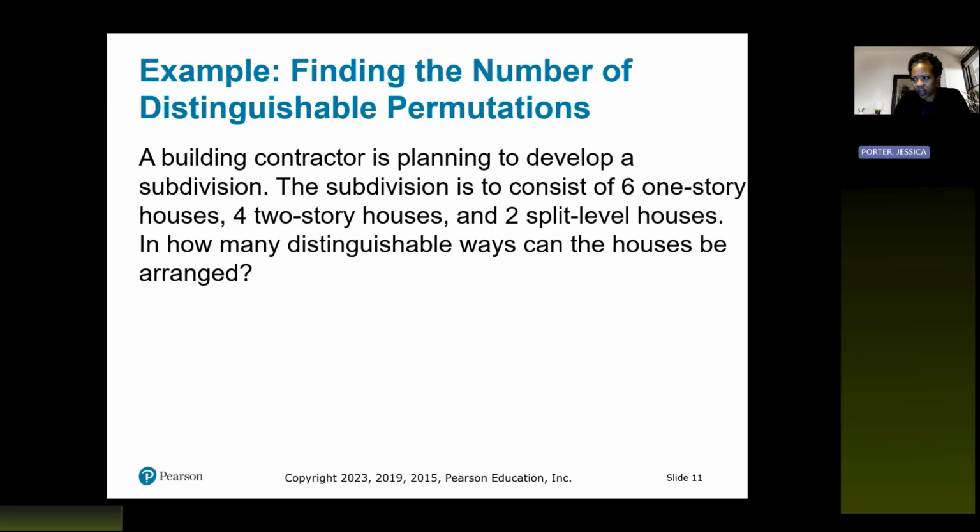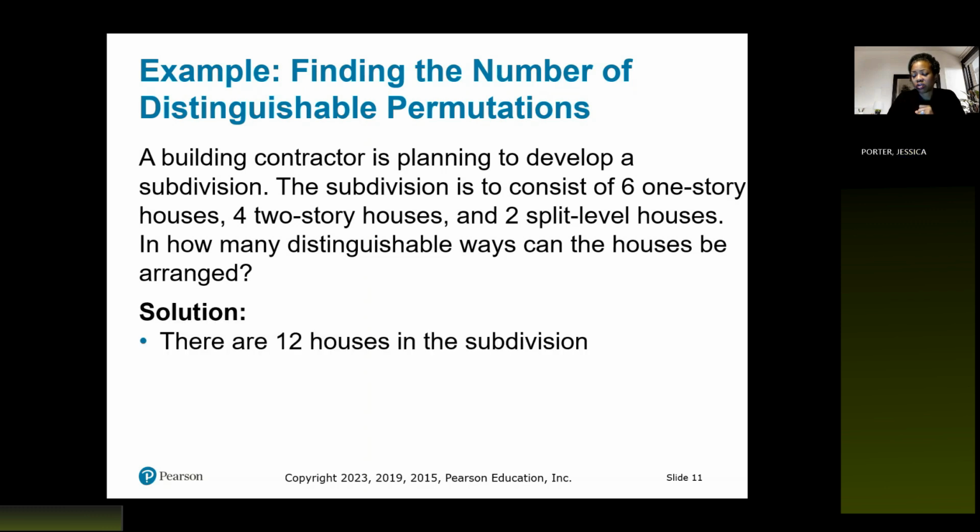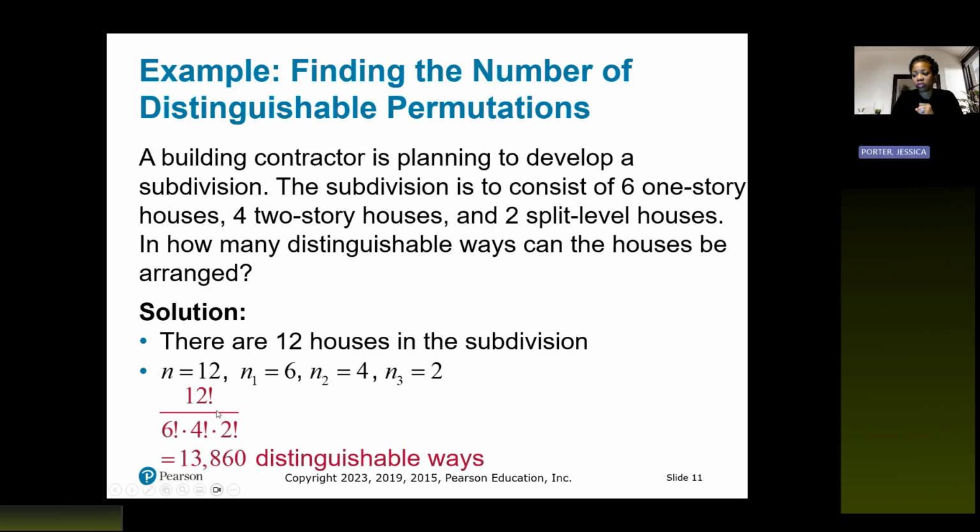So in this case, a building contractor is planning to develop a subdivision. The subdivision is to consist of 6 one-story houses, 4 two-story houses, and 2 split-level houses. So altogether, that's 6 plus 4 plus 2, which is 12. So you would have 12 factorial on the top. And in how many distinguishable ways can the houses be arranged? 12 houses in the subdivision. You got N1, N2, N3, and 6, 4, and 2. And so here's the setup. We've got 12 factorial, or N factorial, over 6 factorial times 4 factorial times 2 factorial.